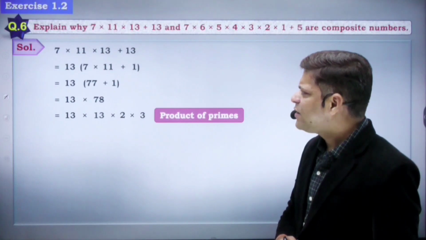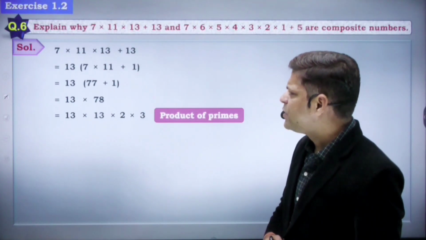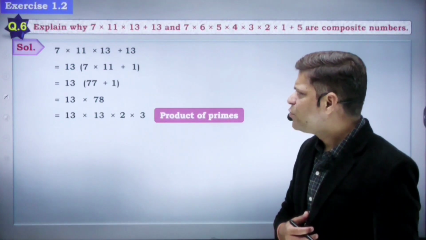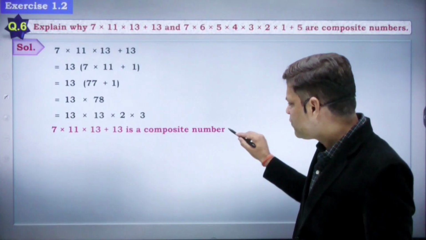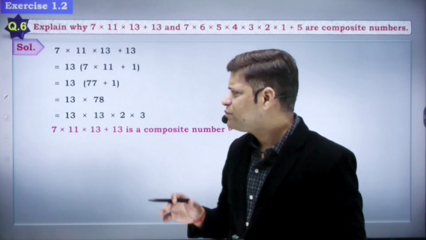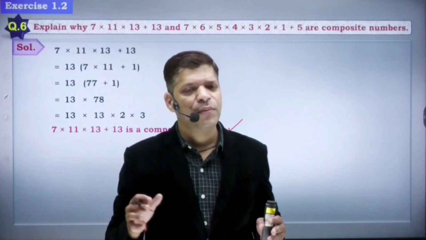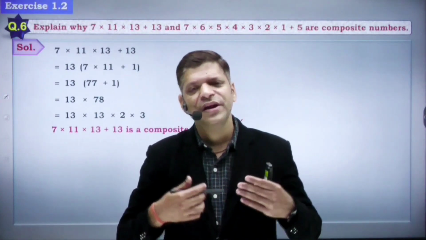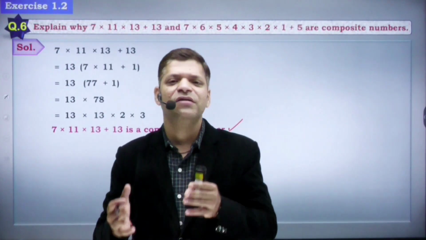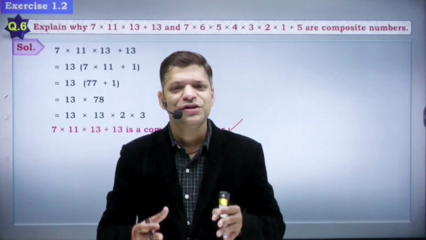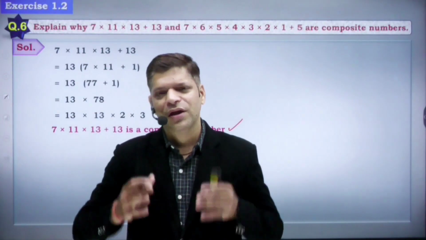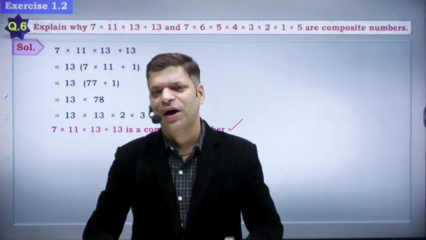So here we found that 7 into 11 into 13 plus 13 can be written as a product of primes, so this is a composite number. How did we prove that? We solved the calculation taking some common terms and changed the number into a product of primes. If the number changes into a product of primes, then it is a composite number. If not, then it is not a composite number. This concept you should keep in your mind, right?